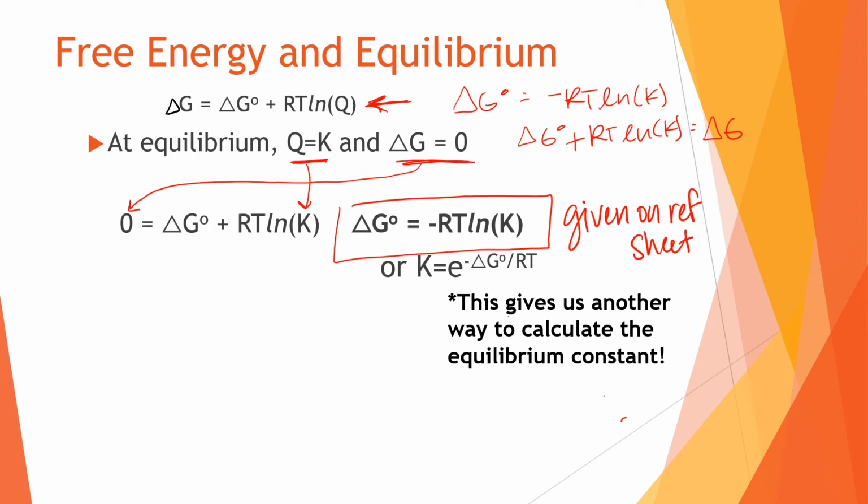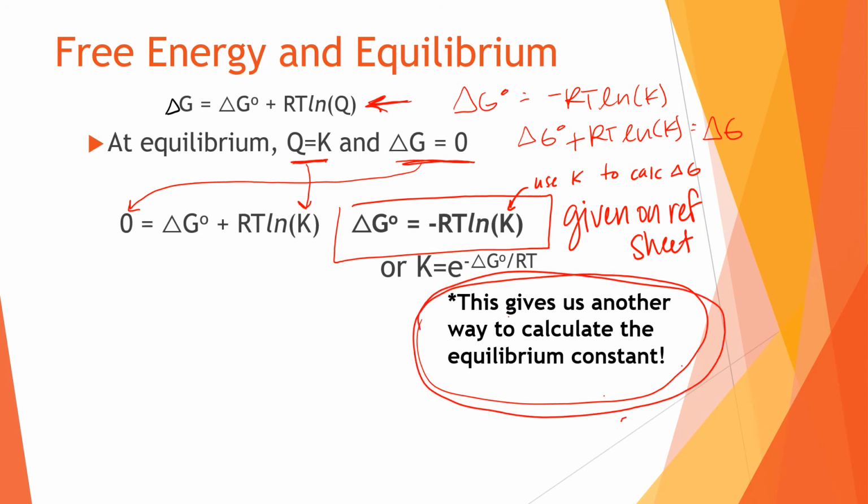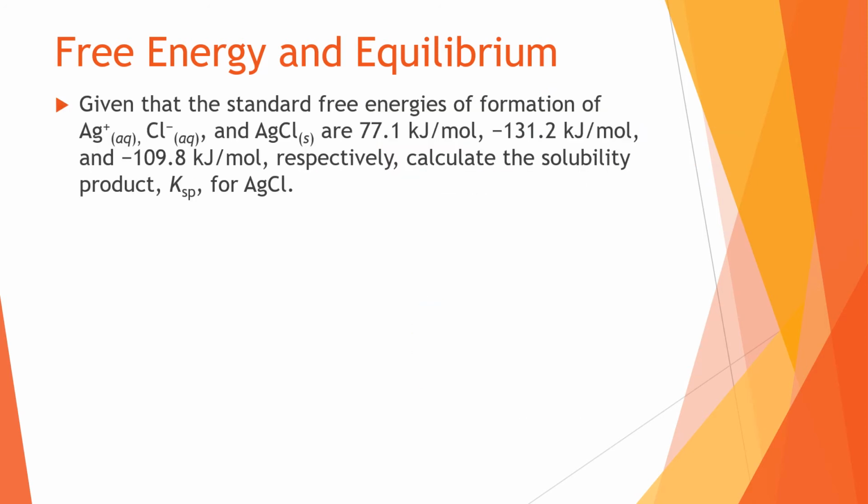What we can do with it is we can use K to calculate delta G, or we can use delta G to calculate the equilibrium constant. Okay, so let's look at an example. Given the standard free energies of formation for each of the individual parts, calculate the solubility product constant K for AgCl. So in order to do that, we've got to calculate delta G first.